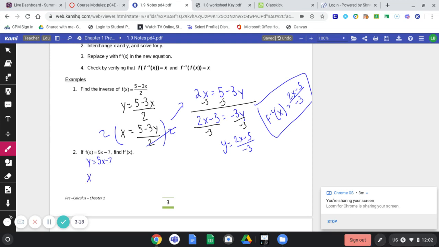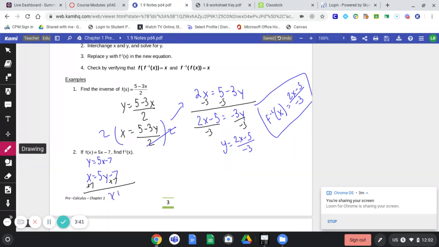So now we have x equals 5y minus 7. So again, you interchange where x and y are. Nothing else has changed. Now we're going to solve for our new y value here. So the first thing that needs to happen is to get the 7 to the other side. So we're going to add 7 to both sides.